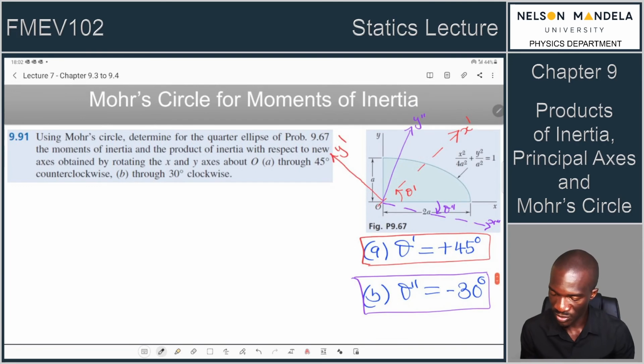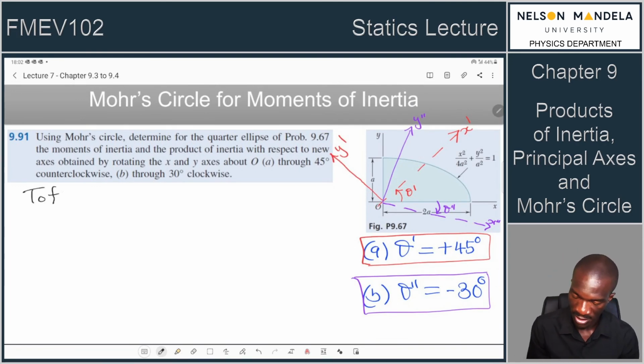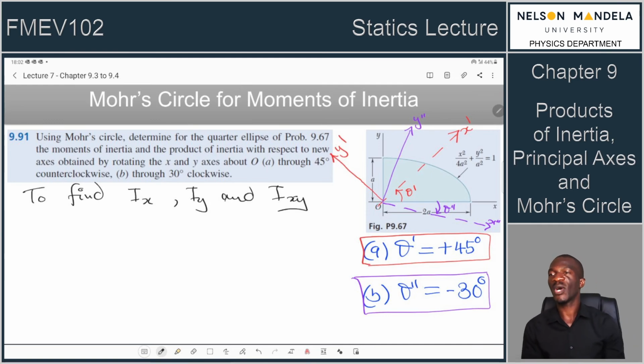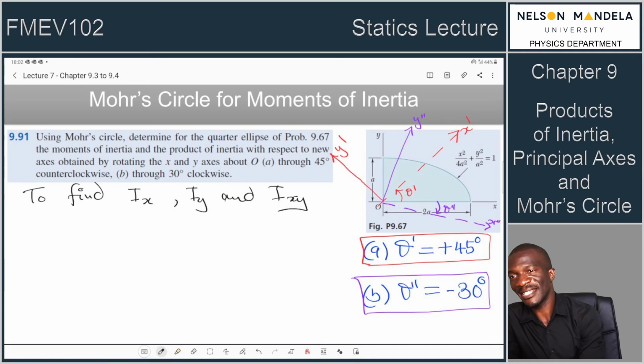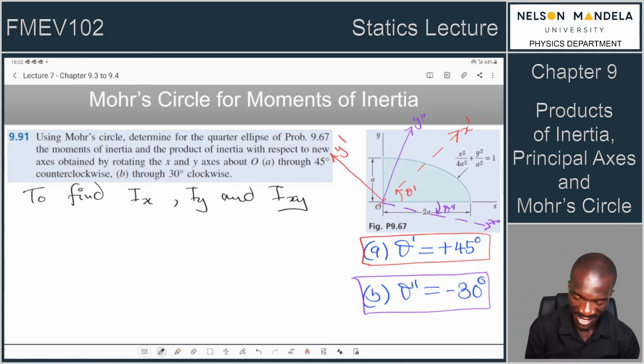Now, what is the first thing to start with? We need to find the three variables: Ix, Iy, and Ixy. Right, for those that have been used to their math, when you look at that analytic function, how can you find Ix? So let's start with Ix.